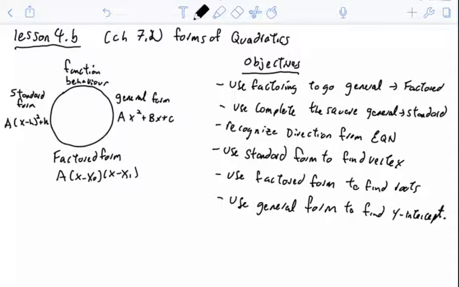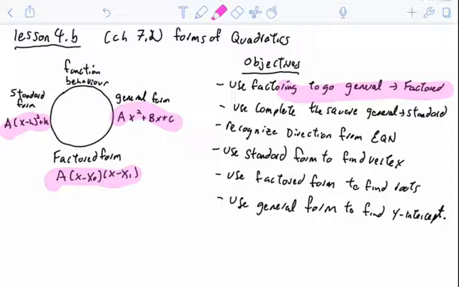At the end of this, you'll be able to write quadratic functions in one of three different forms that each tell us something useful: the standard form, the general form, and the factored form. You've already seen the general and the factored form before. The standard form is something new. You can use factoring to go from general to factored form. You should already know how to do that.